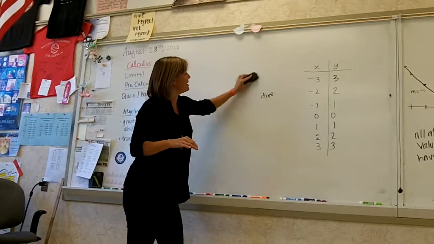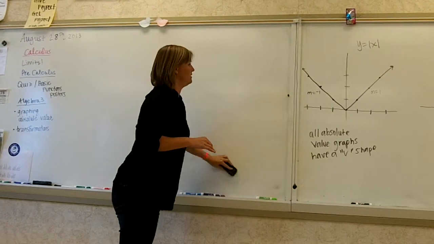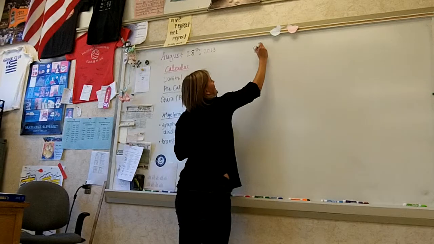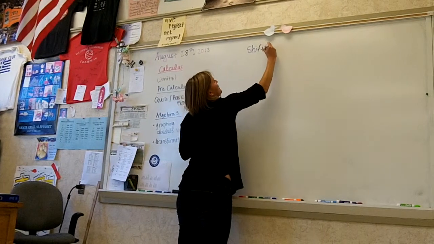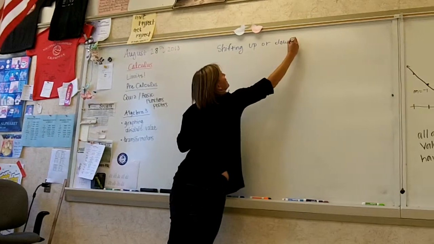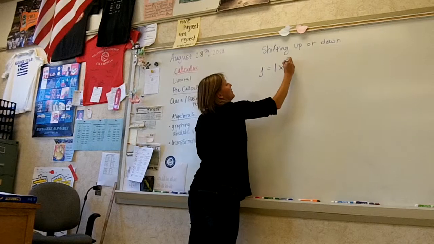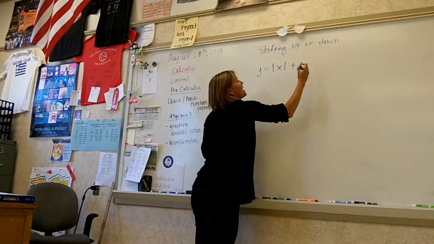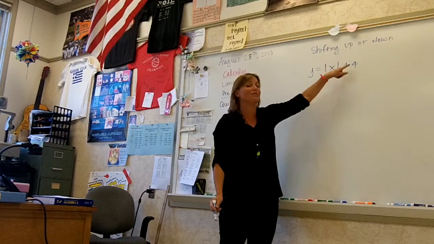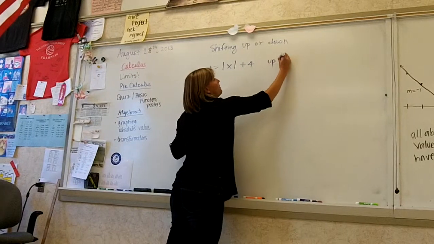So the first thing I want to talk to you about is shifting up or shifting down. Okay, so shifting up or down. So if I have something like this, y is equal to the absolute value of x plus 4. This graph, because the plus 4 is outside the absolute value, this means that it's going to shift up 4.